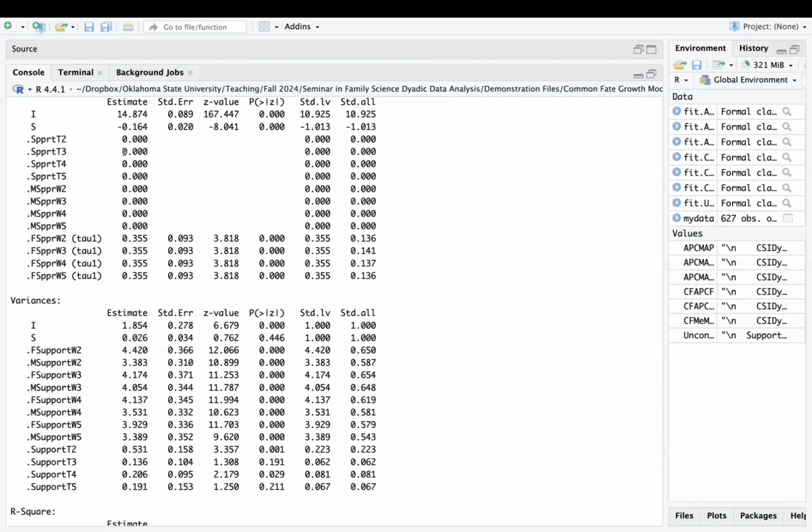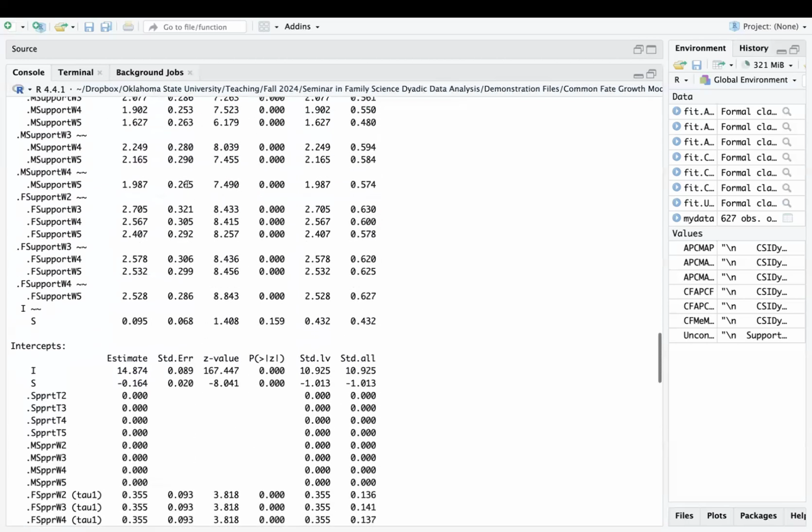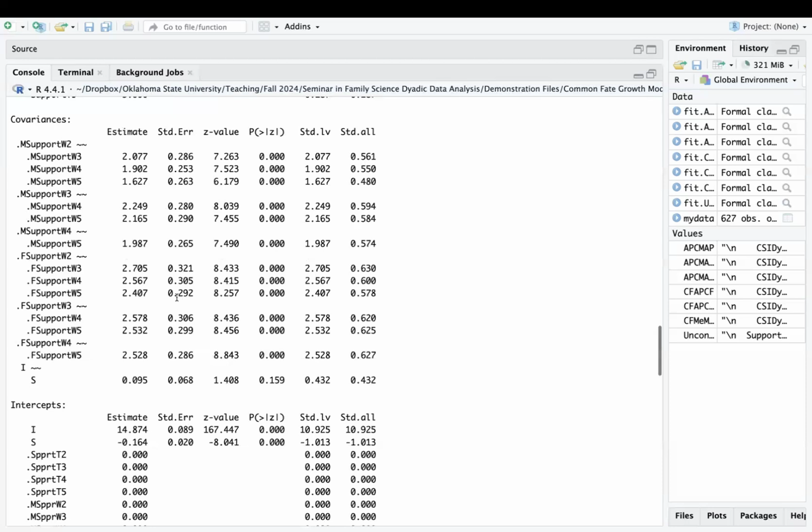Even with a sample of 627, those 10 observations can really throw a wrench into things. So you do want to screen for outliers. You do want to plot your means, and really do a thorough examination of it. All right. We will also consider the covariance between the intercept and slope because that can be challenging.